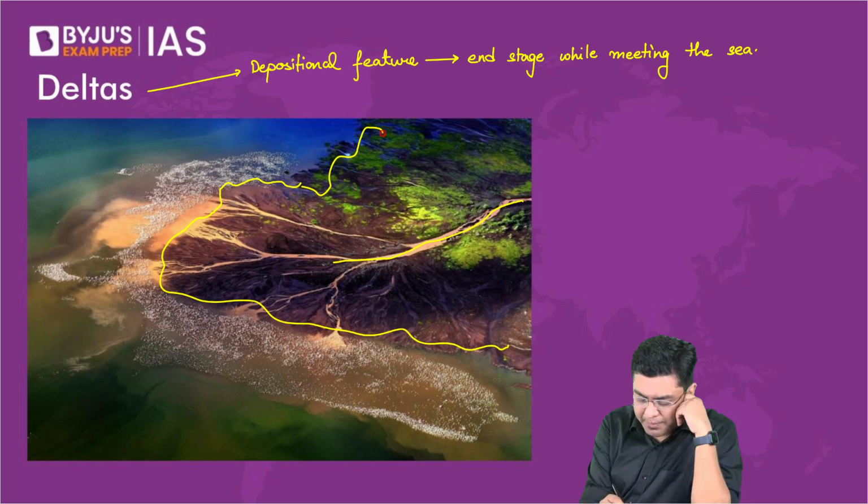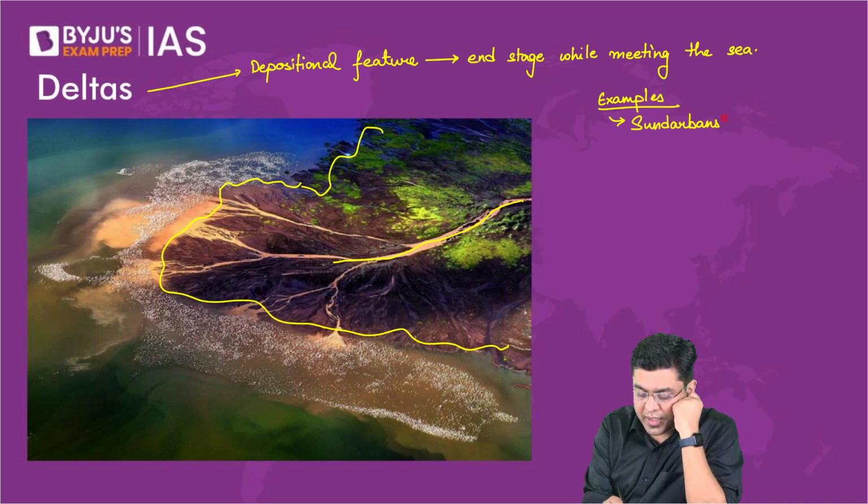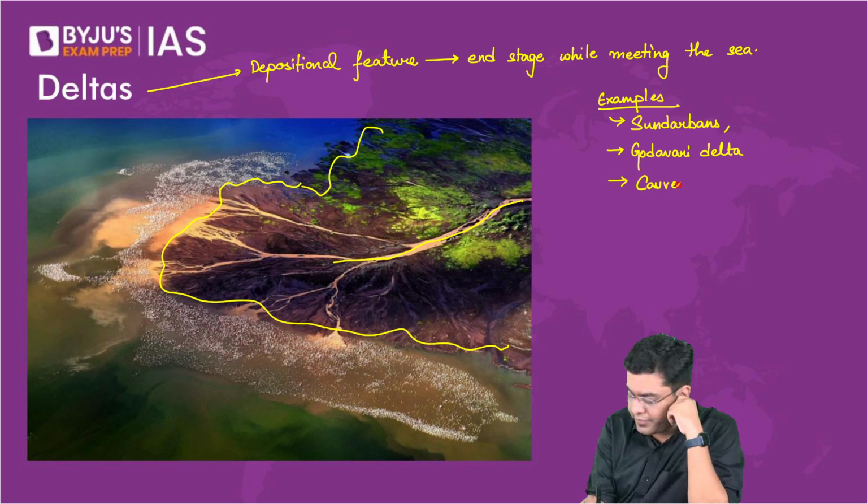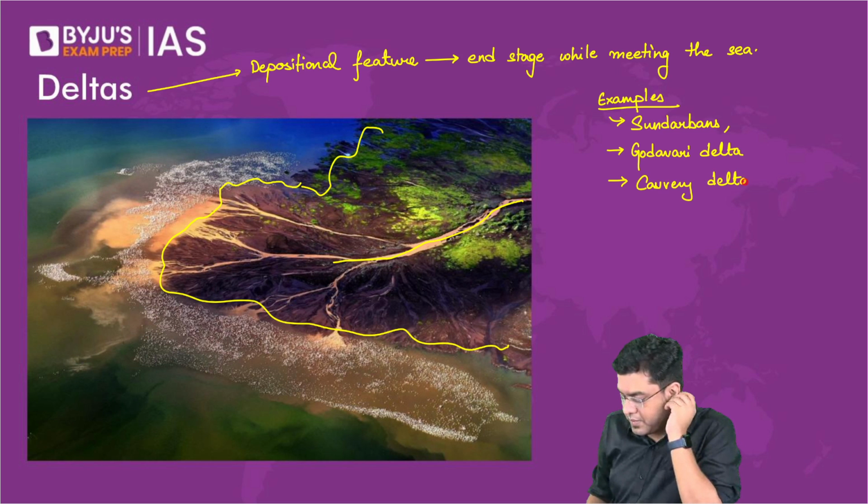So you have examples. I'm sure you would have read about deltas in your school as well. So when we talk about examples, you have Sundarbans, Krishna Delta, Godavari Delta, Kaveri Delta, and so on.